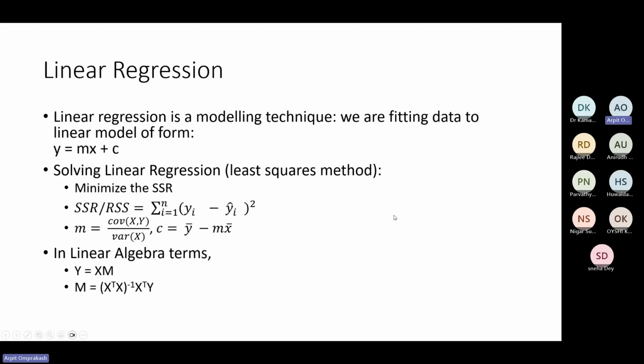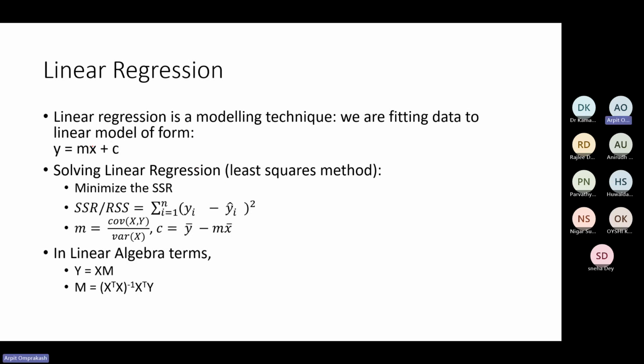So next up, we talked about linear regression. Linear regression is basically a modeling technique when we are fitting some data that we get from an experiment or some observations to a linear model of the form y is equal to mx plus c. So y is the observation or the variable that we are measuring, and x is the variable we think has some relationship to y or is somehow related to y.